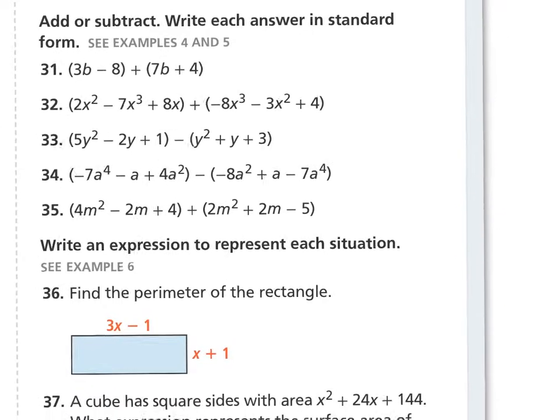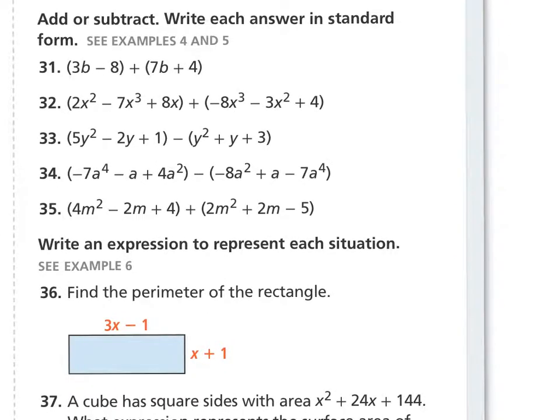Same thing goes on down here. Let's attack number 33. I'm not sure if that's one of your questions. But the first thing I want to do is take the opposite of everything to the right, like so. And then I want to start combining, starting with the highest exponent. I have a 5y squared minus a 1y squared. So that gives me a 4y squared.